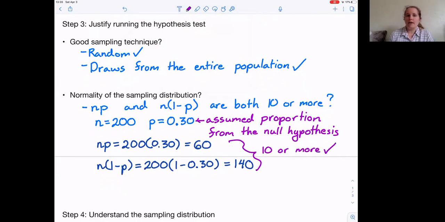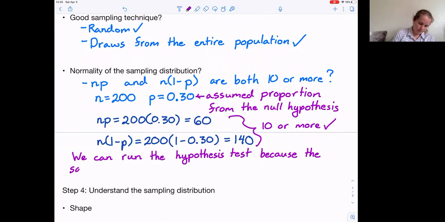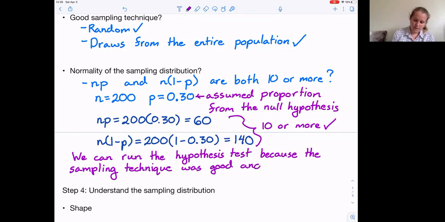And so we can go ahead and run the hypothesis test because we have a good sampling technique and we meet the conditions for the p-hat distribution being normal. So we can run the hypothesis test, because the sampling technique was good and we meet the conditions for normality of the p-hat distribution.